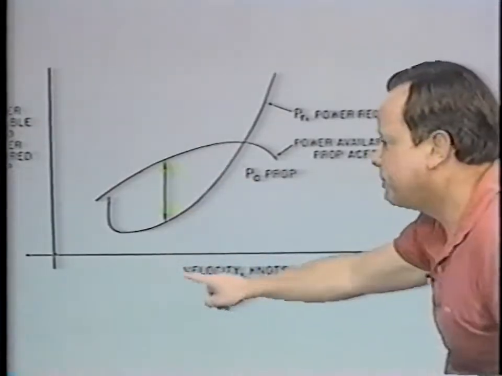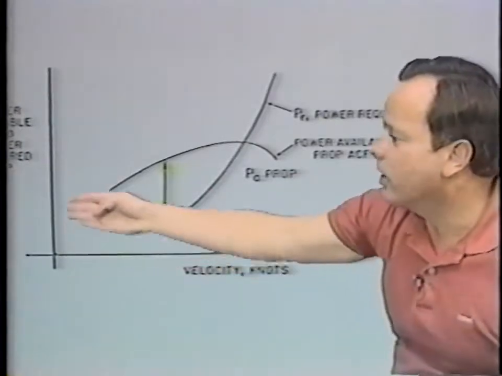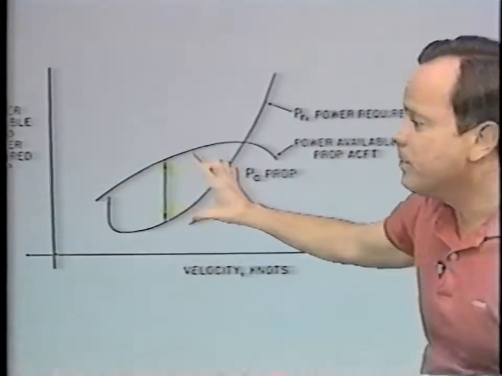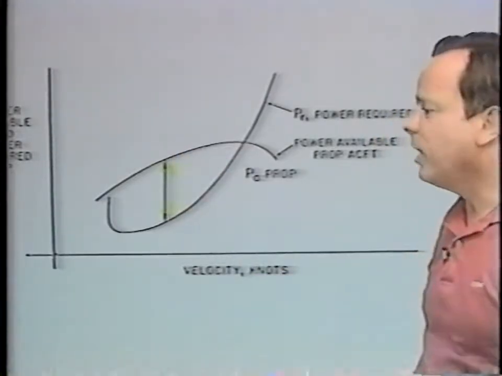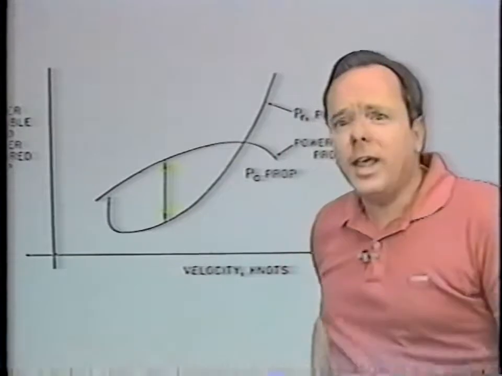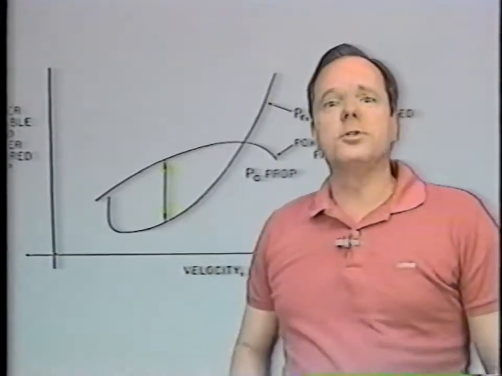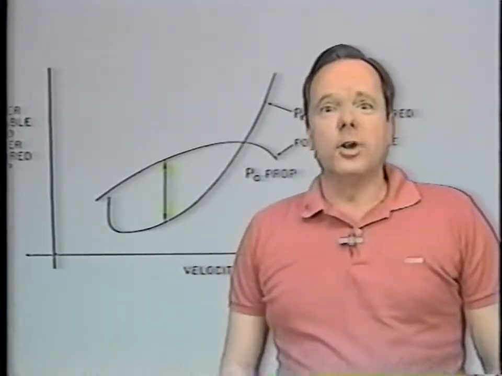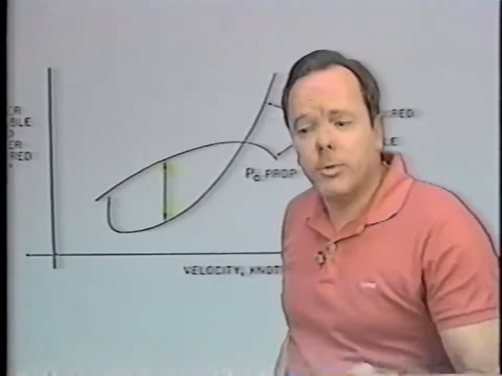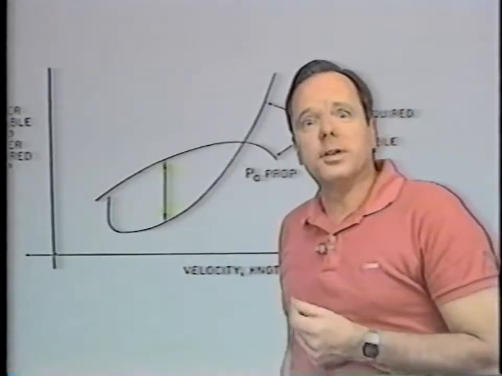And by the way, this is the speed of the aircraft across the bottom, and the power available and required is on the left-hand side. And it's this excess power over the amount required to make the airplane fly straight and level at that speed that makes the airplane climb. If you don't have any excess power, any excess thrust, your airplane is not going to climb. So what makes an airplane climb? Excess power over that amount required to make the airplane fly straight and level at that speed.